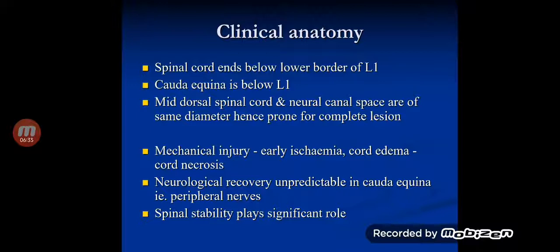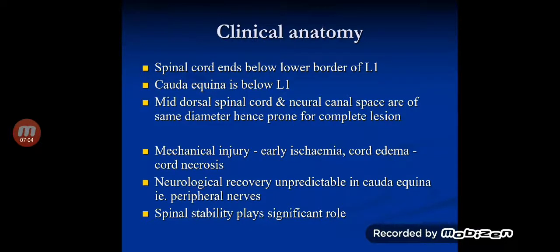The cauda equina starts at the level of L1, as we said, in adults. The mid-dorsal spinal cord and neural canal spaces are of the same diameter and hence prone to complete lesions. In mechanical injury, early ischemia and cord edema with the resultant cord necrosis are claimed to be the most important factors that determine the prognosis. Neurological recovery is unpredictable in the cauda equina.